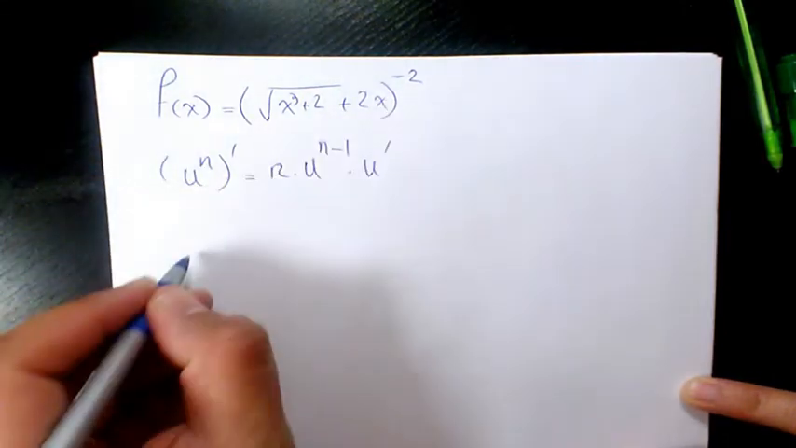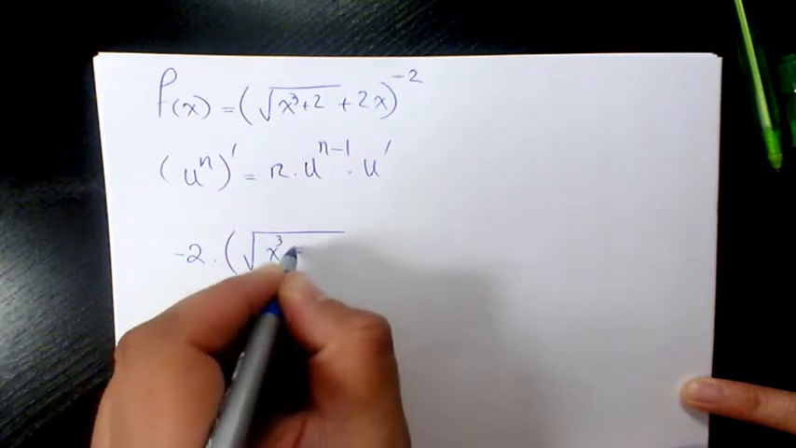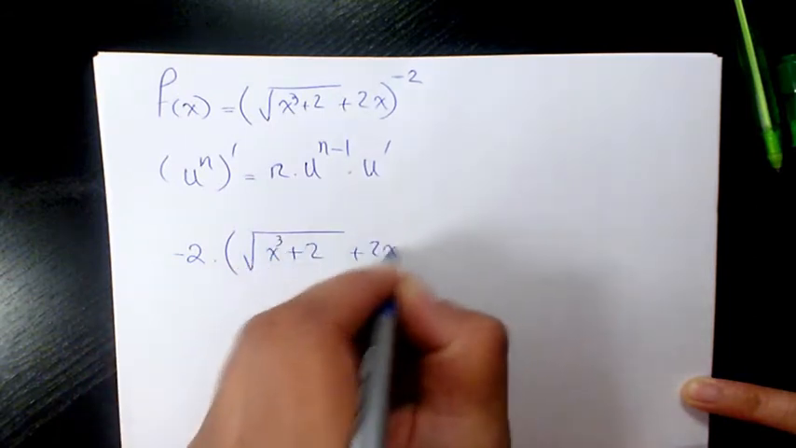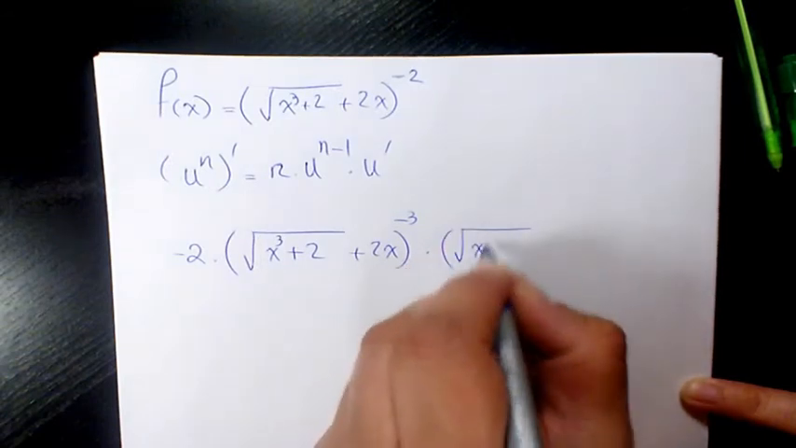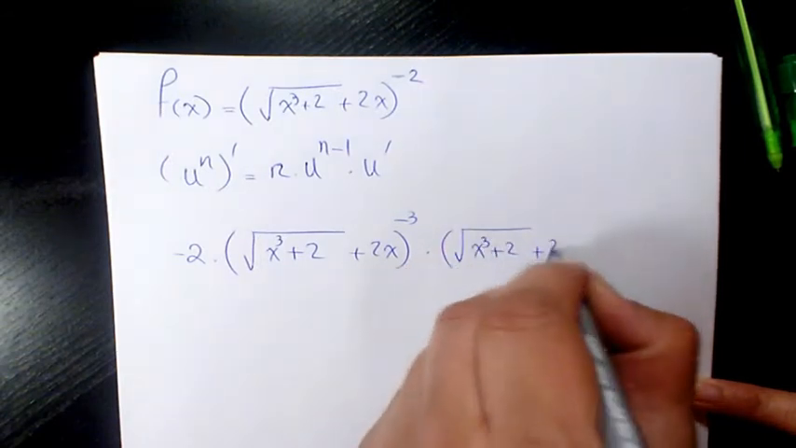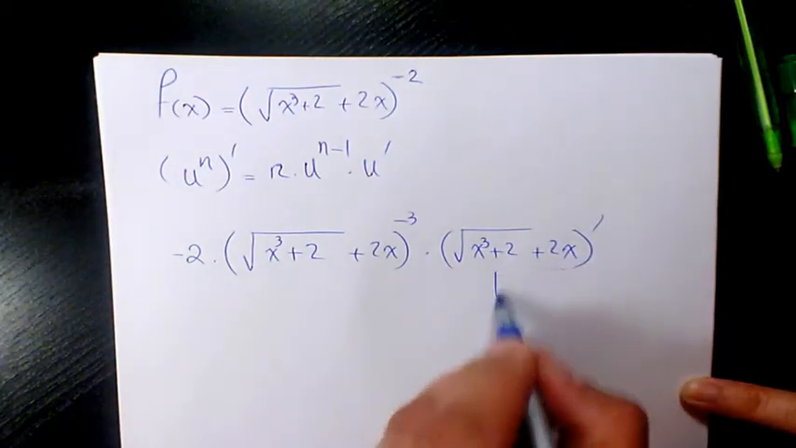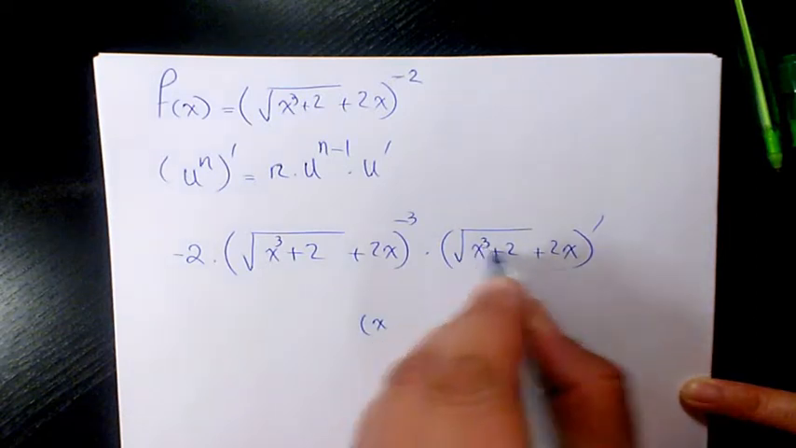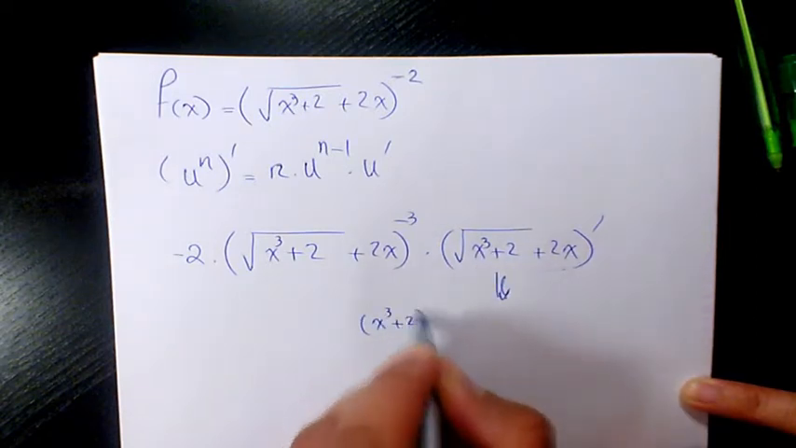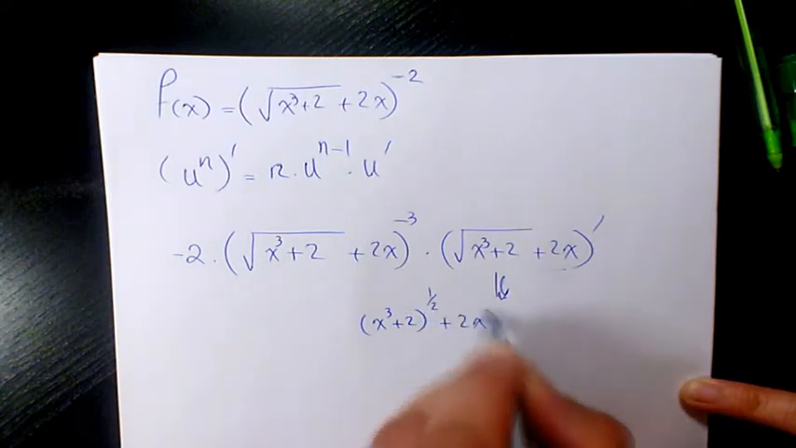It's going to be negative 2 times square root of x cubed plus 2 plus 2x to the power of negative 3 times the derivative of square root of x cubed plus 2 plus 2x. Now we need to find the derivative of this part, which is going to be square root of x cubed plus 2. We can write it as x cubed plus 2 to the power of 1/2 plus 2x.